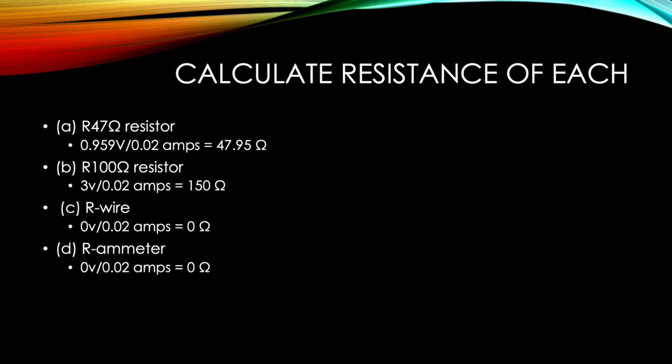Using Ohm's law, we can calculate the real resistance of each resistor. Simply put, we get this by dividing the voltage difference across the circuit item by the current. For the 47 ohm resistor, we get almost 48 ohms, and for the 100 ohm resistor, we get a value of 150 ohms. And for the wire and the ammeter, we get 0 ohms as there is no voltage drop for either of these.